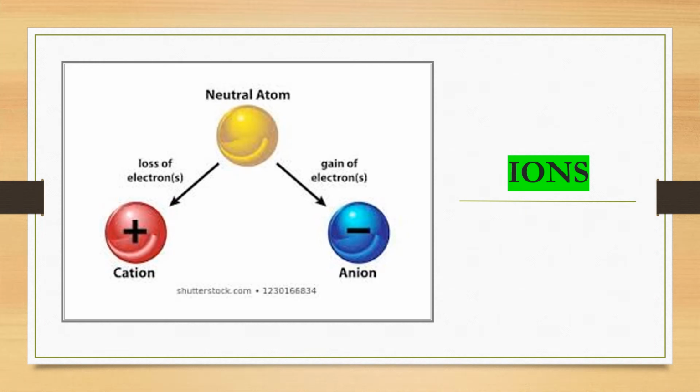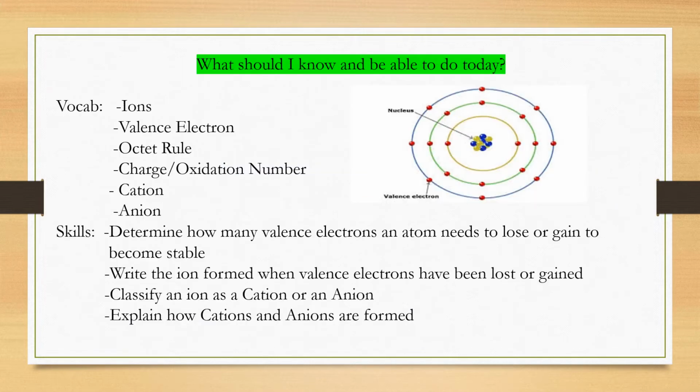Hi guys, today we are going to talk about ions and then we will talk about type 1 binary ionic formulas. So let's talk about what you should be able to do and what you should know. Some vocab: ions, valence electrons, octet rule, charge or oxidation number, cation, anion. We're going to learn about those things.